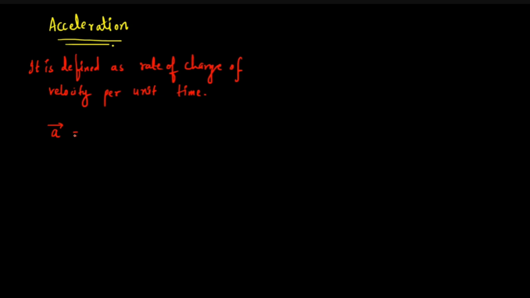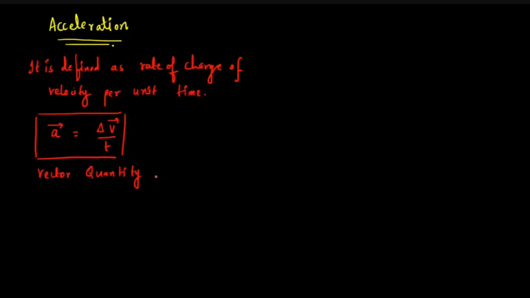It is a vector quantity and it will be equal to delta v by t. Delta v by t means change in velocity per unit time. It is a vector quantity and its direction is along the direction of change in velocity. Just like in the previous case, when we talk about velocity, the direction is supposed to be in the direction of displacement. So here also, if we talk about acceleration, the direction of acceleration should be along the direction of change in velocity. That is the difference.